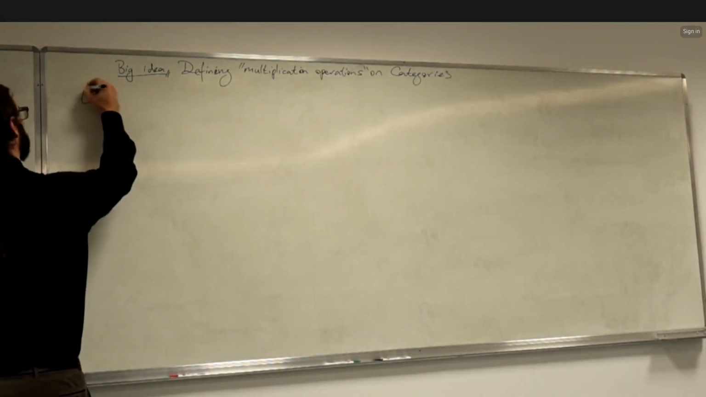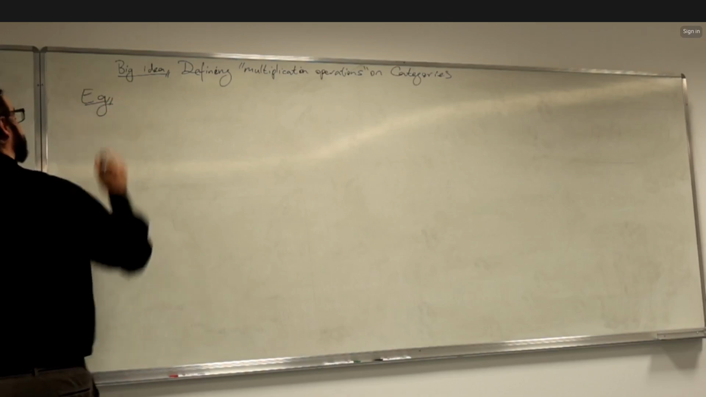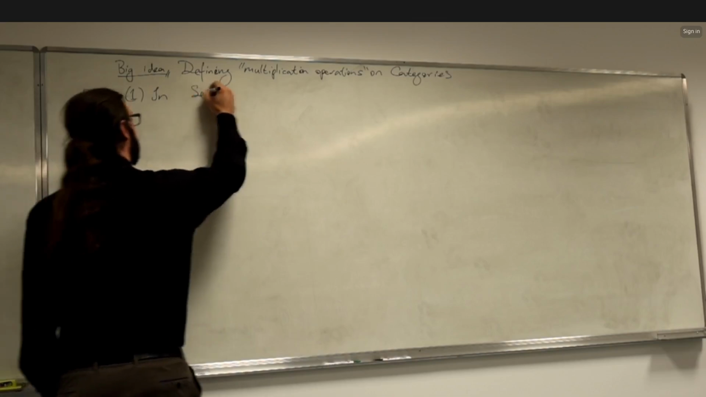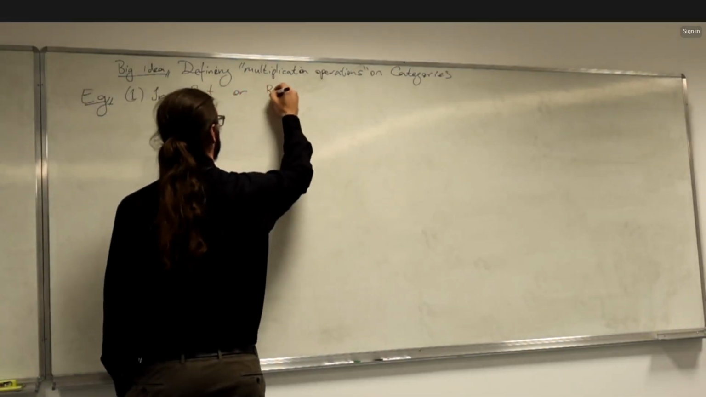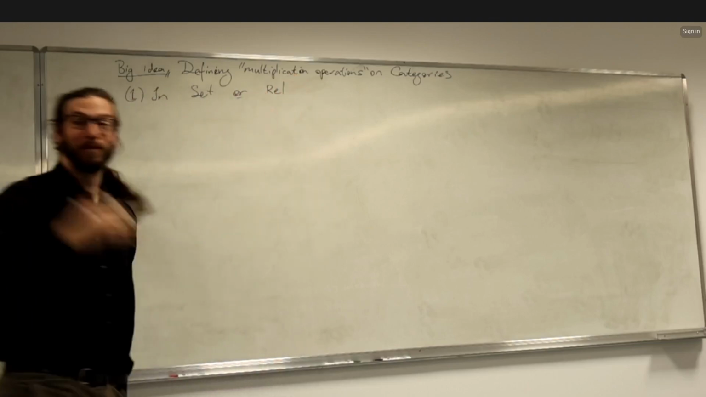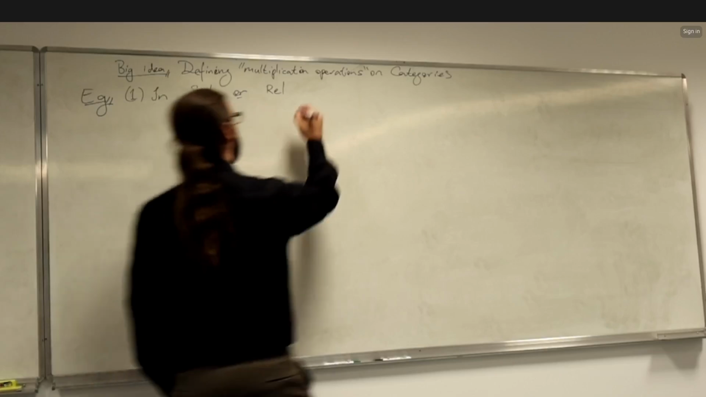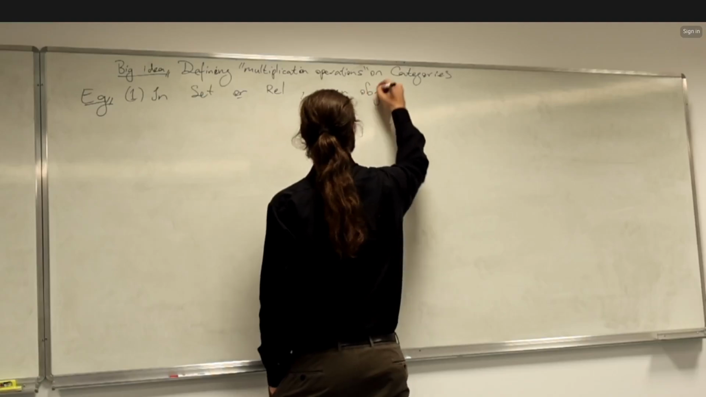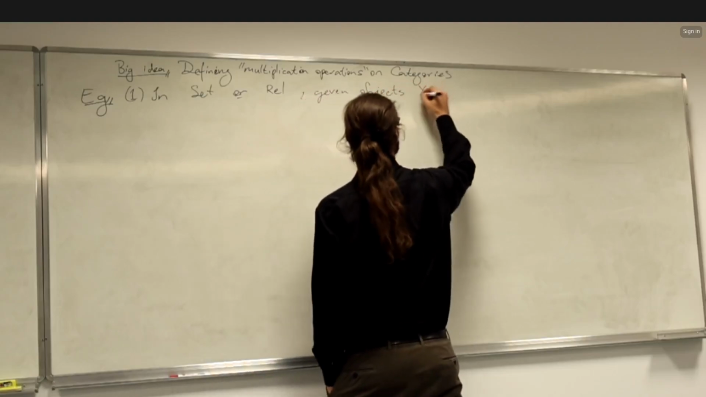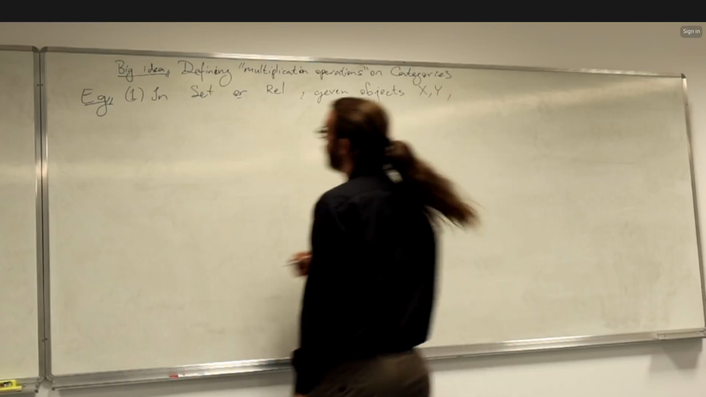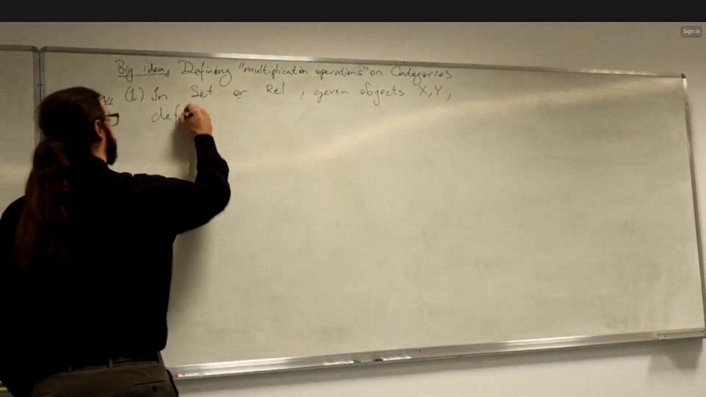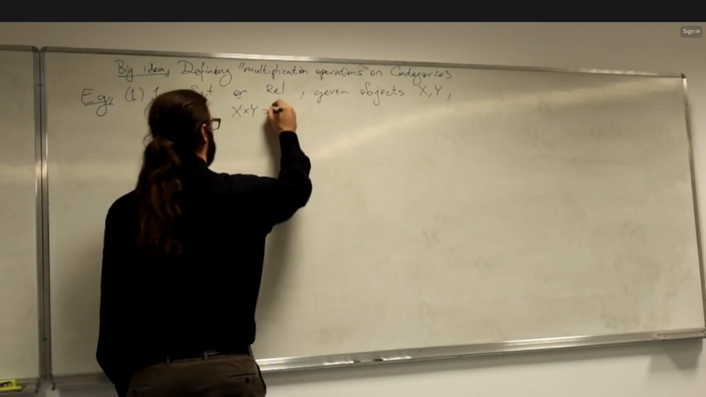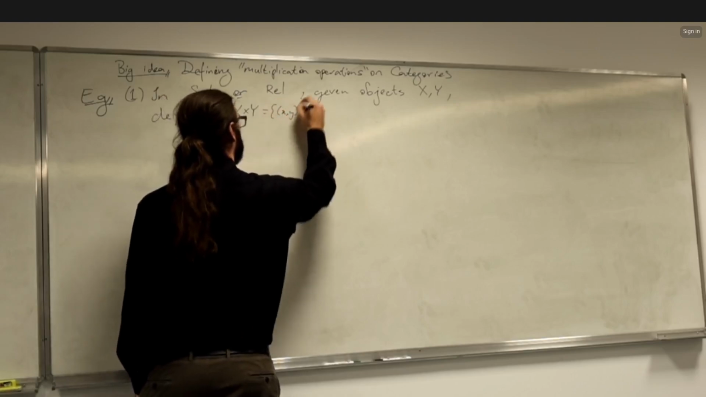And we can start out with some examples. So firstly, in Set or Rel, doesn't really matter which, given objects, so sets, X and Y, we can define their Cartesian product, X cross Y, which is, again, just the set of pairs.